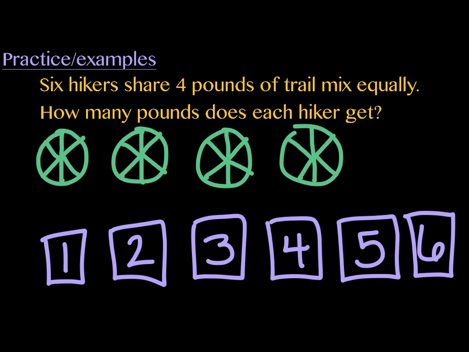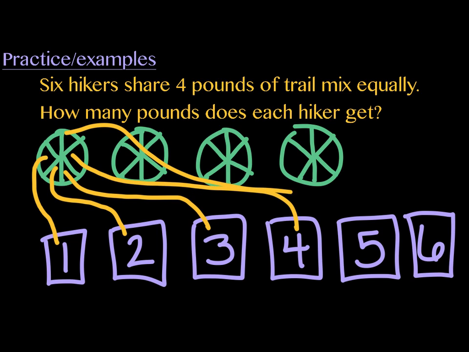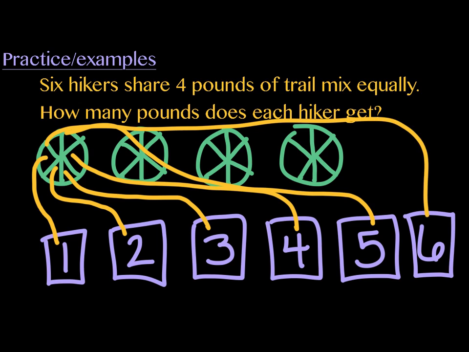So one way that I could go about this is I could draw 4 circles like I did here to represent the 4 pounds of trail mix. And I divided those circles into 6 sections to represent our 6 hikers. And then what I can do is I can give each hiker 1 part of that trail mix, and we could just keep dividing that out so that each hiker gets 1 part of that particular pound.